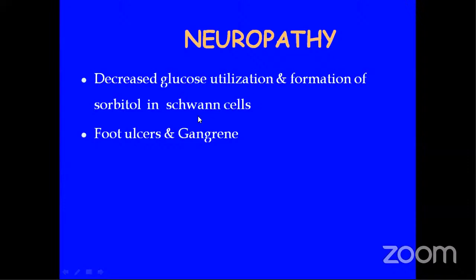Why is there neuropathy? There is a decreased utilization of glucose as well as increased deposition of sorbitol. Again, this polyol pathway is activated. This sorbitol is accumulated in Schwann cells, which leads to foot ulcers and gangrene. Is it clear now? Yes, sir.